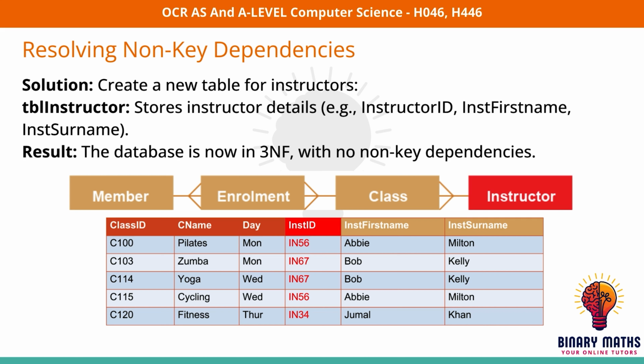To resolve the non-key dependency, we create a new table called table instructor, which stores details like instructor ID, instructor first name, and instructor surname. Now, the table class table only needs to store the class ID, class name, and instructor ID. This ensures that our database is in third normal form.